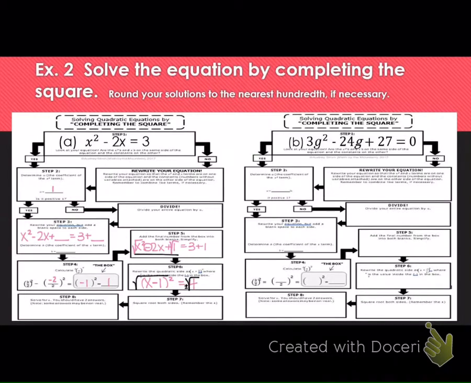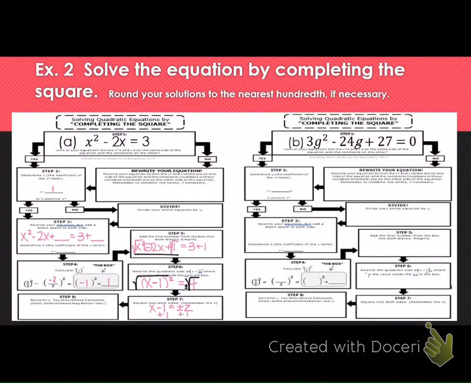What is the square root of x minus 1 squared? X minus 1, and it equals plus or minus. What is the square root of 4? 2. Now you'll notice I left a little space because we've got to finish solving for x, and we're putting our answer in that last box. So how am I going to solve for x? I'm going to add 1.